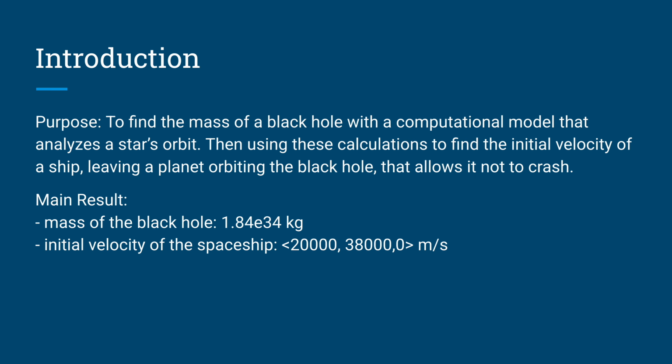First of all, the purpose of this experiment was to find the mass of a black hole with a computational model that analyzes the star's orbit. And then I used these calculations to find the initial velocity of a ship leaving a planet, orbiting the planet and the black hole, that allows it not to crash. And the main result is that I found the mass of the black hole was 1.84 times 10 to the 34th kilograms, and this was my initial velocity, and I'll go into how I got that.